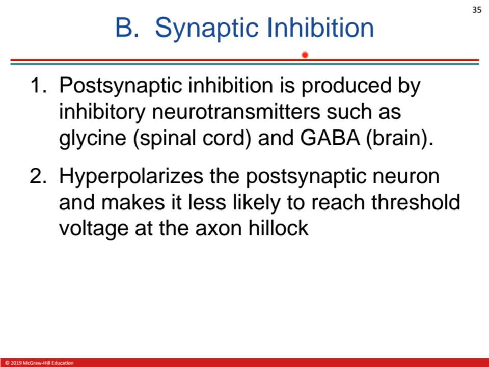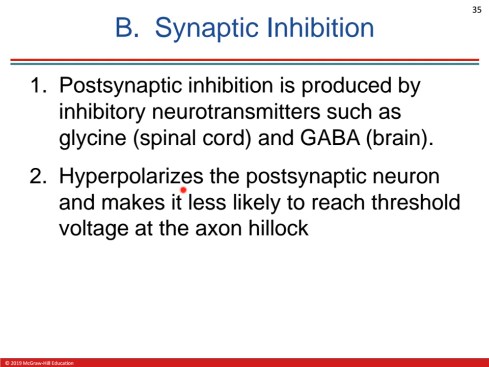So synaptic inhibition is extremely important. It's produced by inhibitory neurotransmitters such as glycine, which is predominant in the spinal cord, but you'll also have GABAergic inhibition there. And there's GABA in the brain, but of course there are also some glycinergic synapses in the brain.